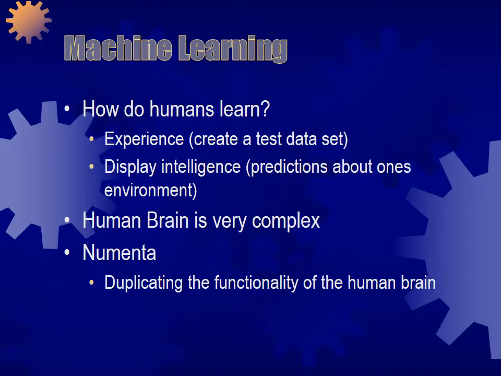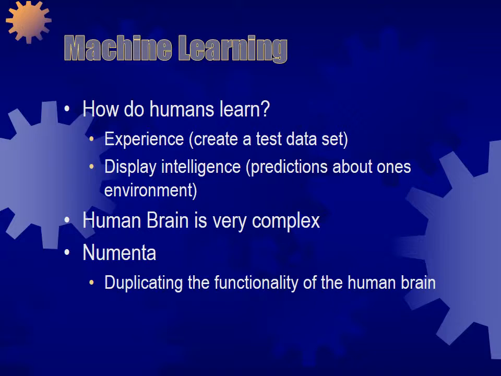When trying to figure out how to get this all done, the machine learning, we look at the human brain. The problem is the human brain is very complex. It is quite literally the most complex biological machine man has ever come across.